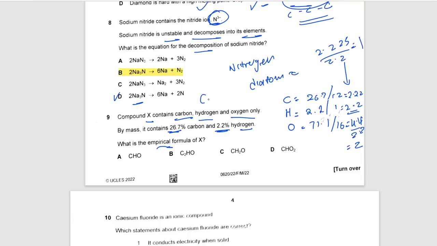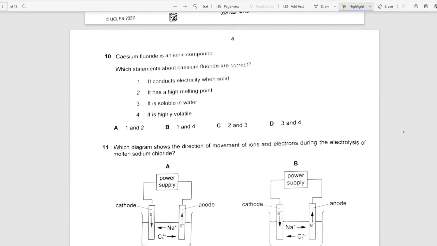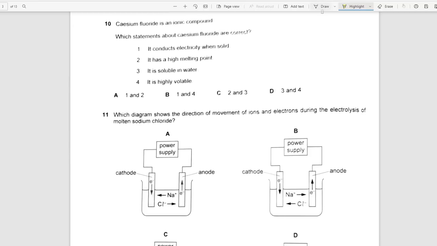So the answer will be CH2O. That is the answer. Hence I can see this is CH2O. So that is the answer. Move on to the next question.